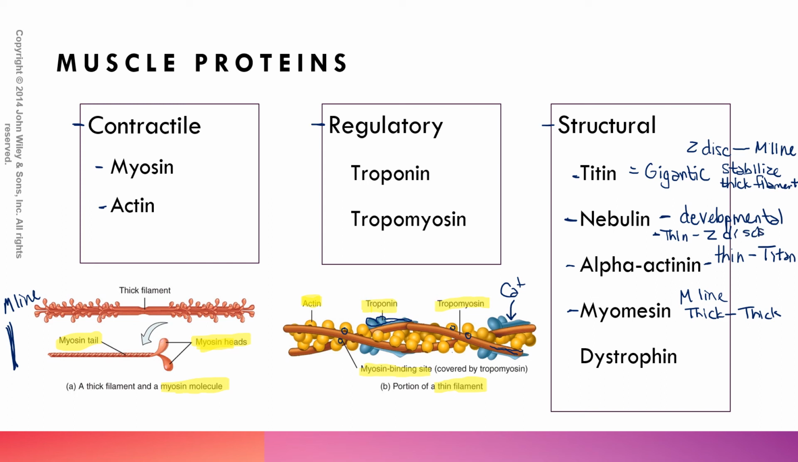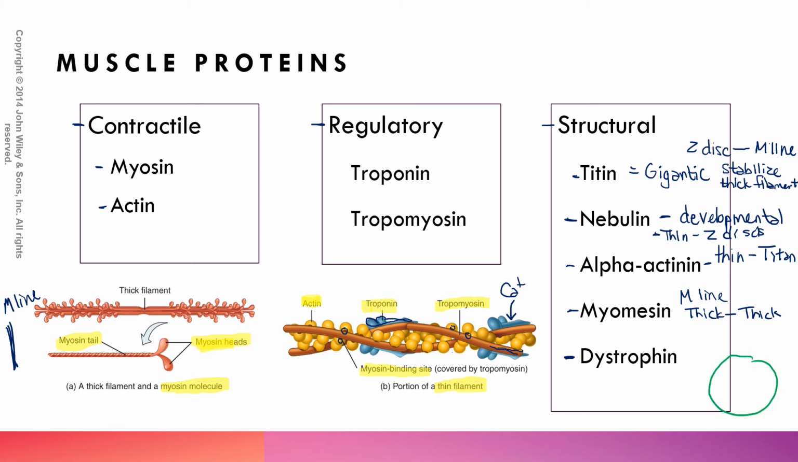Now, dystrophin. I may argue that dystrophin is one of the most important structural proteins in a muscle fiber. Now, this links the thin filaments of the sarcomere to the integral membrane proteins of the sarcolemma. And these integral membrane proteins are attached to the proteins in the connective tissue of the extracellular matrix that surrounds the muscle fibers.